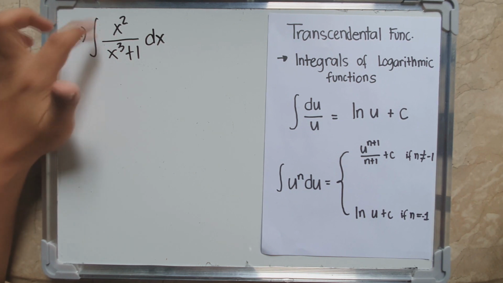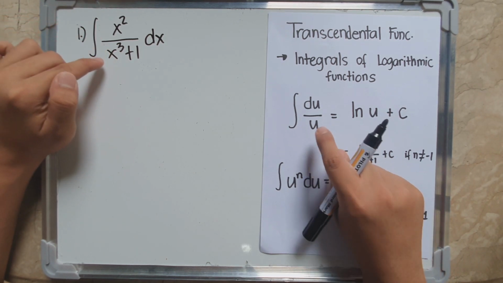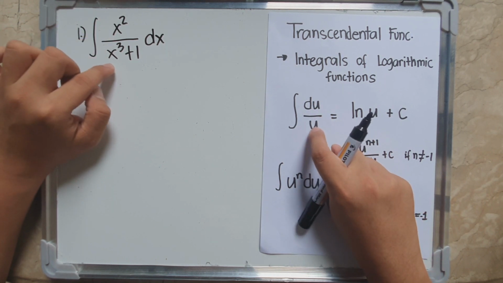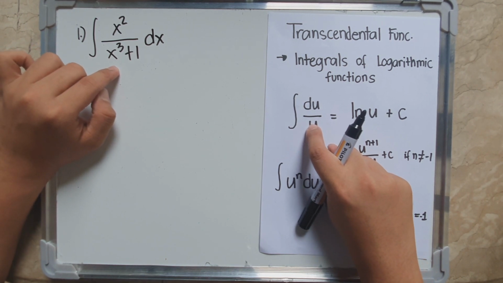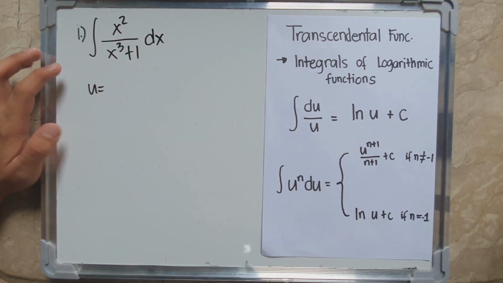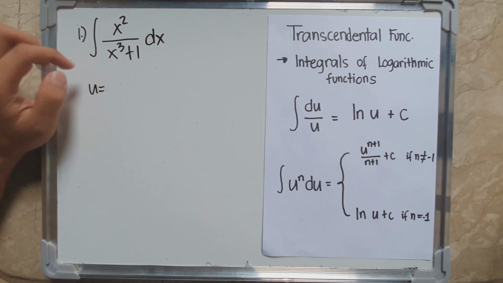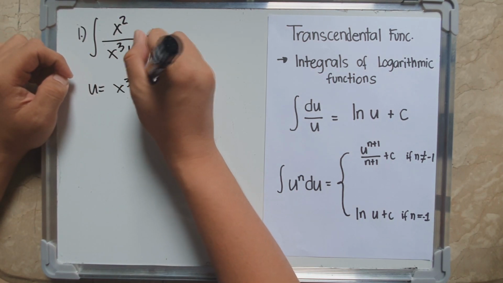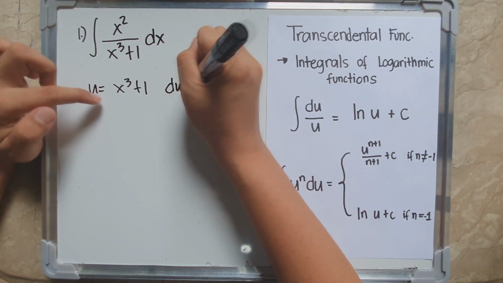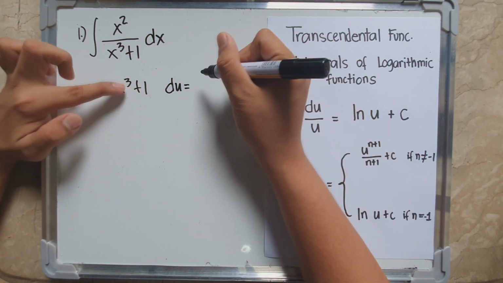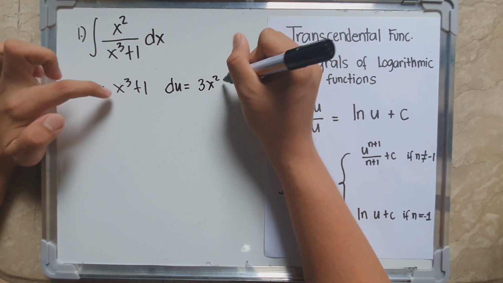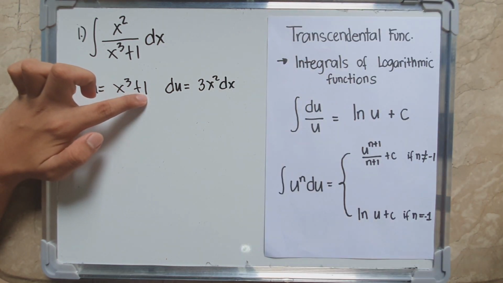So our fraction. Now we will try to check if the numerator is the derivative of the denominator. So we have to assign the denominator as the u. We have x cubed plus 1. Let's derive the u, the derivative of x cubed plus 1. We have the derivative of x cubed, 3x squared, the derivative of x, which is dx. The derivative of 1 is 0.